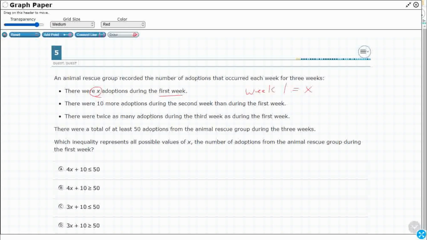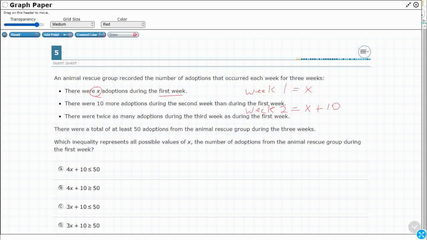There were 10 more adoptions during the second week than in the first week, okay? So week 2 equals 10 more adoptions than the first week. So it's going to be X plus 10, right? Because X is my first week. So week 2 is simply 10 more, or X plus 10.